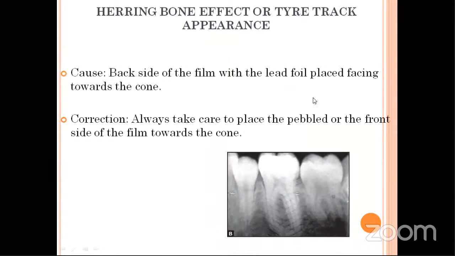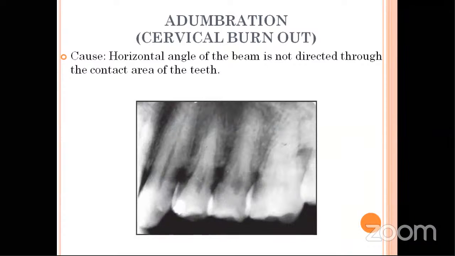So these are some of the terms which you need to know regarding the faulty radiograph. Herringbone pattern, which is seen in the IOPA film when the lead foil is placed facing the cone. Herringbone or tire track appearance. You can take a screenshot. And the other error to be mentioned is the cervical burnout. Cervical burnout is actually seen in the IOPA as a caries due to improper horizontal angulation, and the other name of cervical burnout is adumbration. Okay.